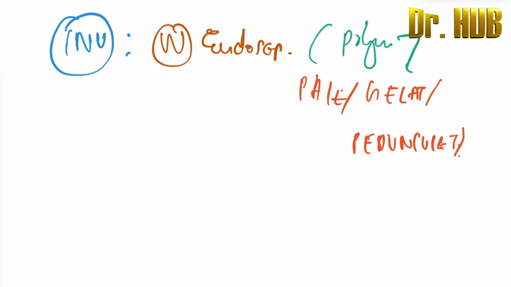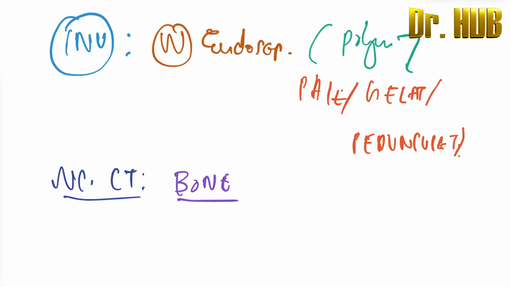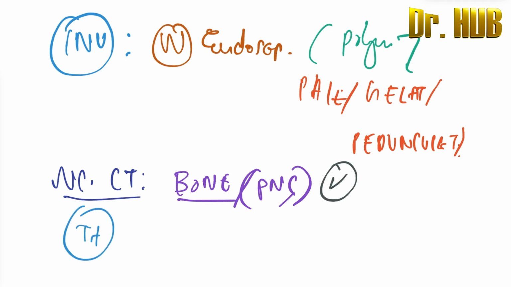So next is the non-contrast CT, NCCT. The NCCT scan gives excellent bone details of the PNS anatomy. And it is the primary diagnostic imaging modality. And how is the treatment? The treatment of the antrochoanal polyp is going to be FESS.